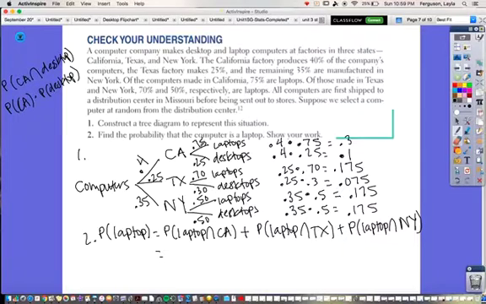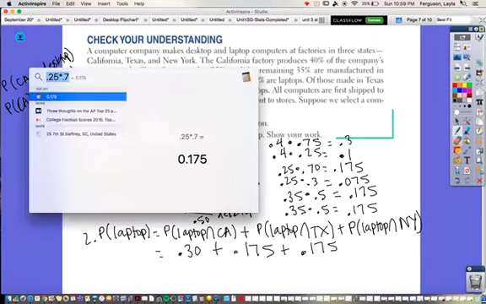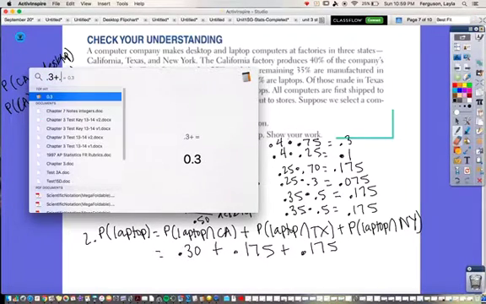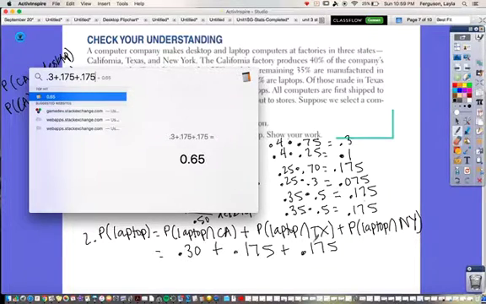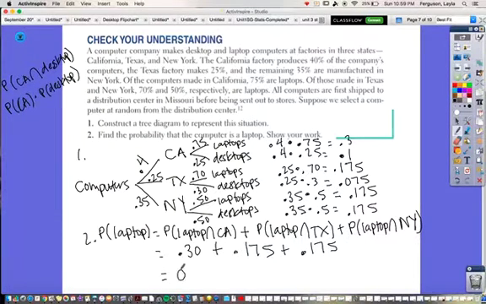So we said the probability of being a laptop from California was 0.30, plus the probability of being a laptop from Texas, we said was 0.175, and the probability of being a laptop from New York was also 0.175. So what we would do is say 0.3 plus 0.175 plus 0.175 to get 0.65. So 0.65 would be the probability that the computer is a laptop.